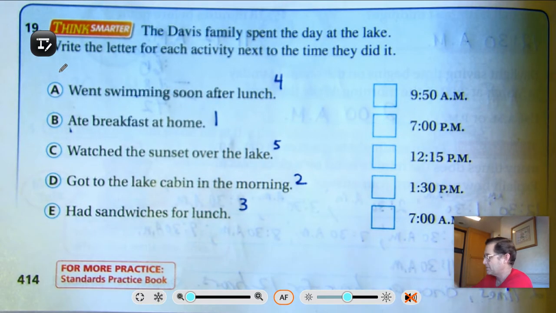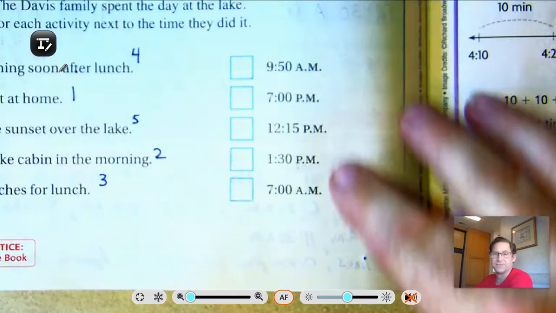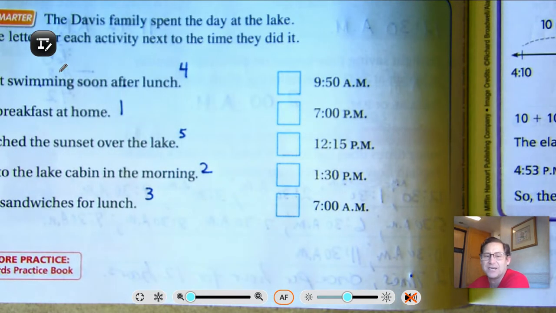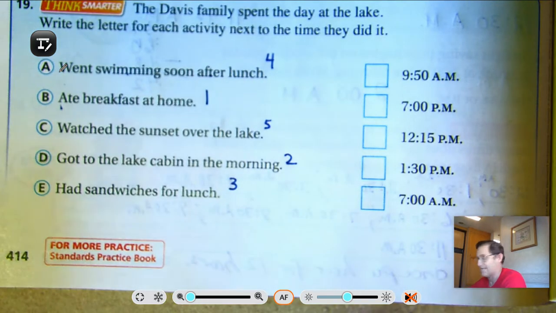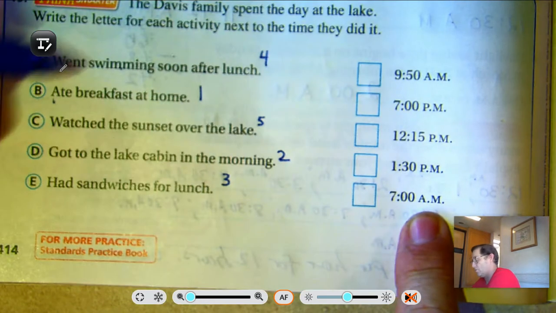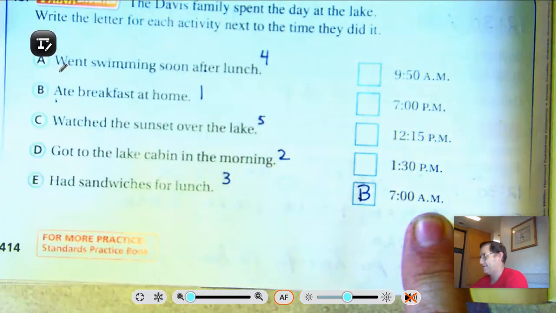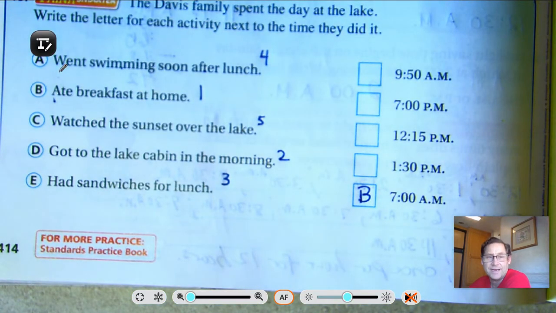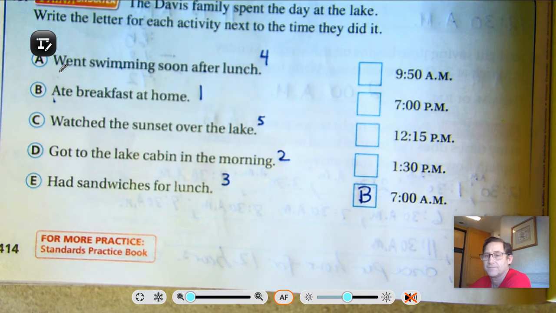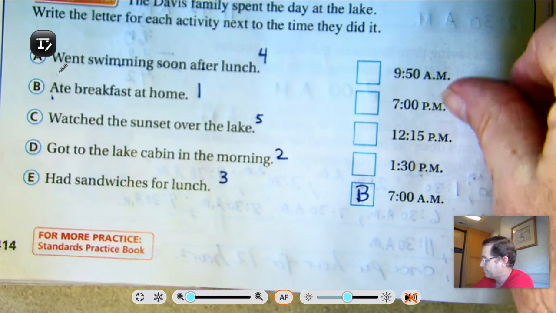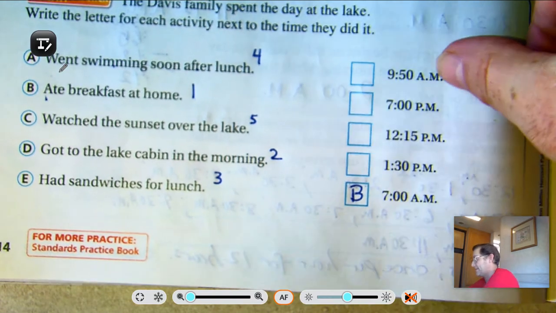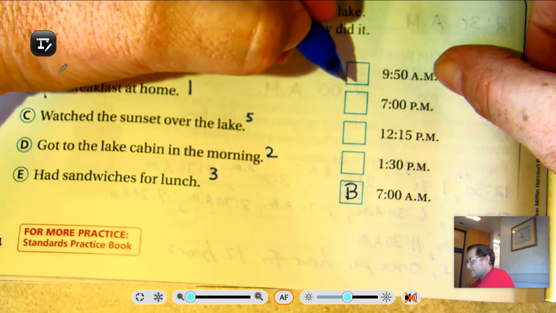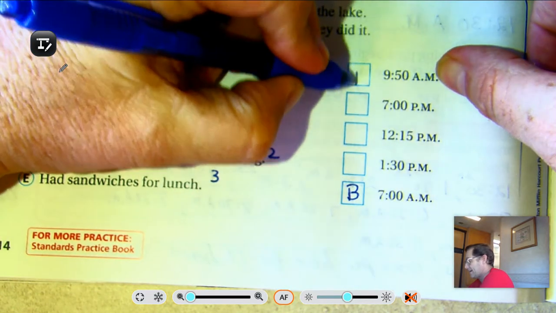All right. So now let's look at our times here. Which time on there is the earliest in the morning? 7 a.m., right? So I'm going to put the letter B there. So they ate breakfast first, and then they got to the lake cabin in the morning. Notice that we only have 1 a.m. and the rest are p.m.s. So they got to the cabin at 9:50 a.m.